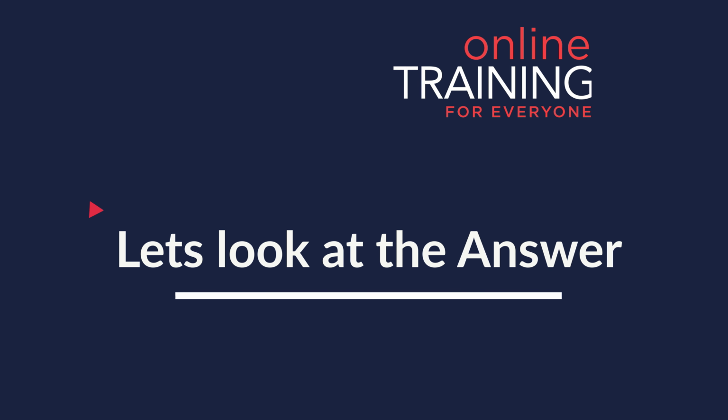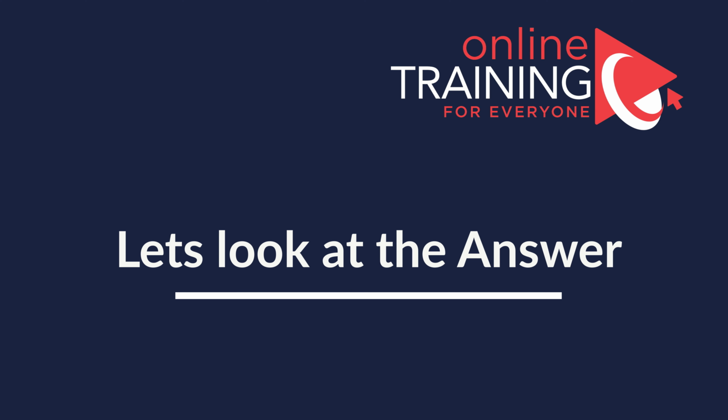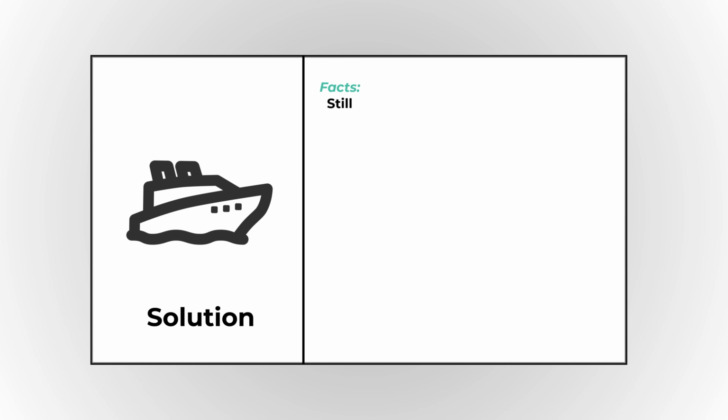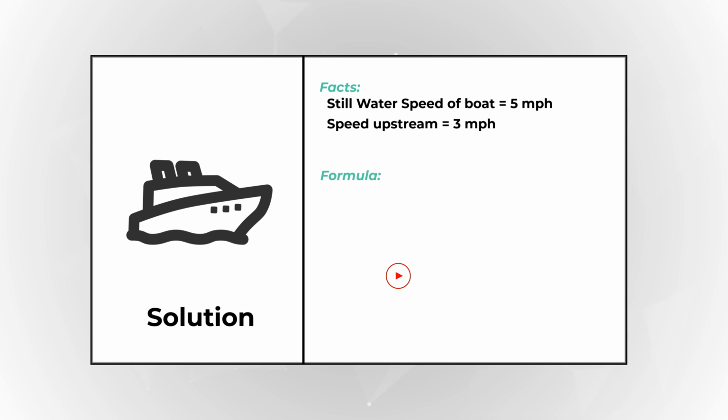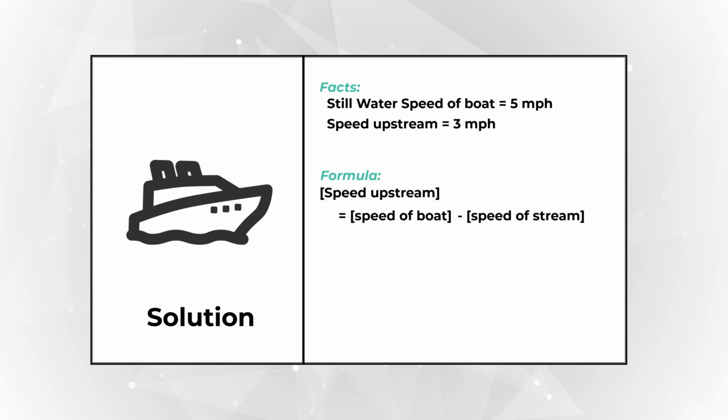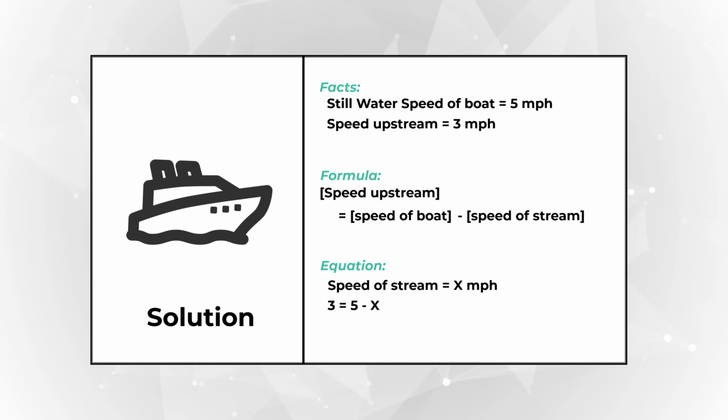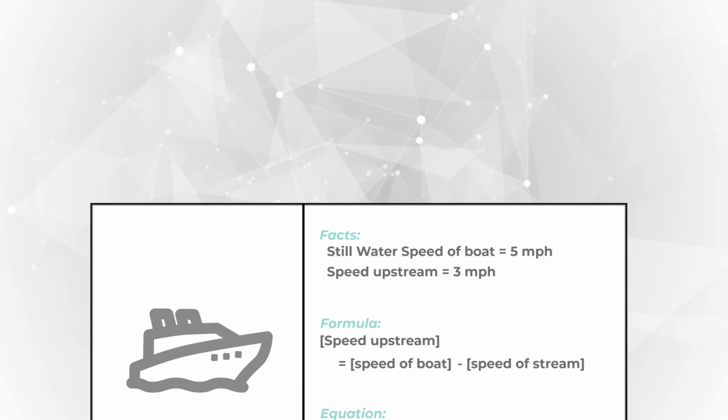To solve these types of challenges, let's first look at the facts. The main 2 facts are that the still water speed of the boat is 5 miles per hour, and the speed of the upstream is 3 miles per hour. The main formula to do the calculations is that the speed of the upstream equals speed of the boat minus speed of the stream. So we can build the equation. In this equation, x would be the speed of the stream, and our equation will be 3 equals 5 minus x. Based on the calculations, x would be equal to 5 minus 3, which is 2 miles per hour.